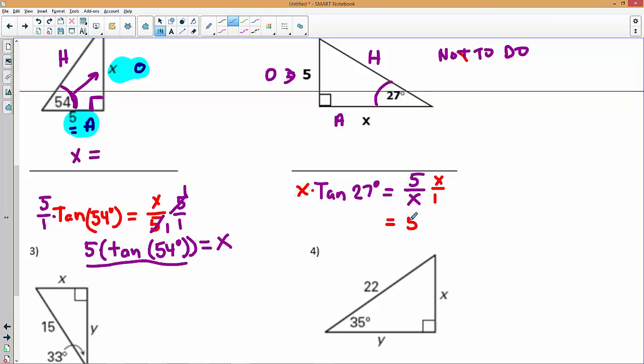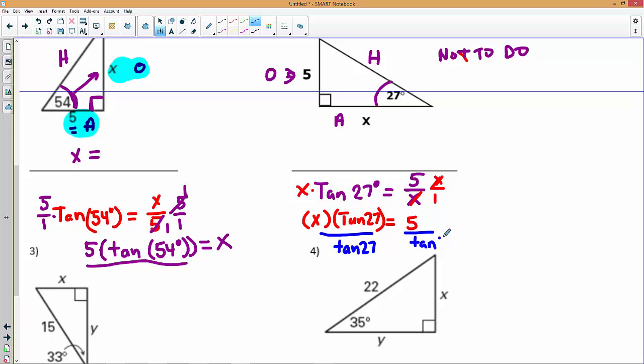And what's left is just 5 over here, right? These reduce. And what's left over here is x times, and maybe I will use parentheses here, tangent of 27. Okay, when you have something multiplied by x, how do you get it by itself? You divide both sides by the tangent of 27 on both sides.